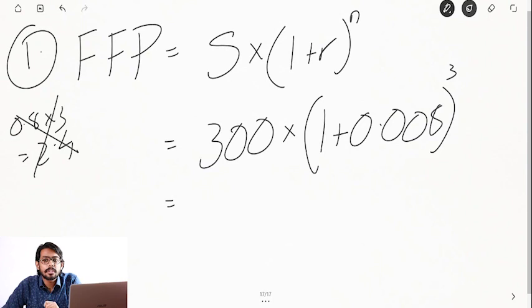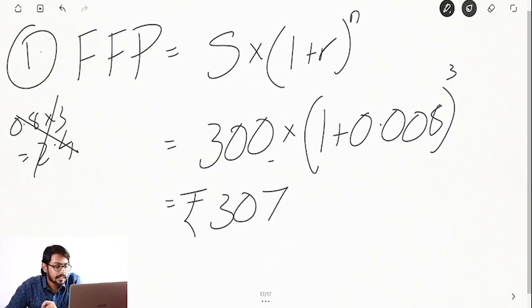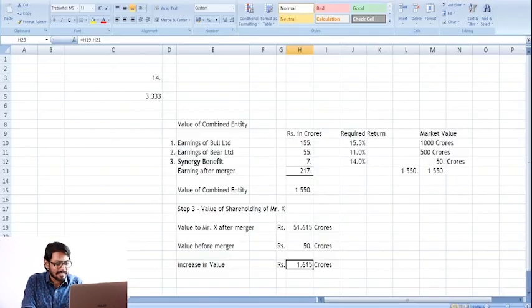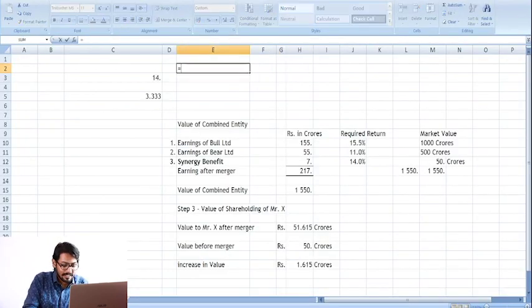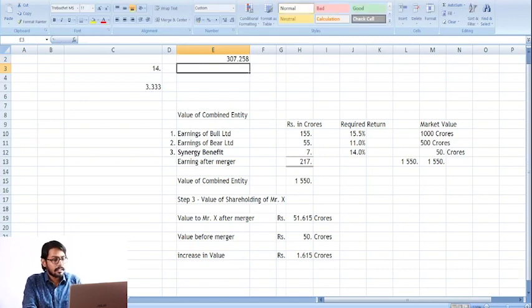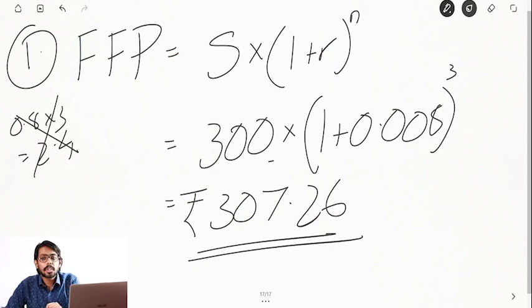300 into 1.008 raised to 3. If you have any doubts regarding that and you still don't understand from bond valuation, please call me. I think the answer is rupees 307.26. My mental math is not that good, but I have done this question so many times that I know the answer by heart. 300 into 1.008 raised to 3 is 307.258, or 307.26. It's one of my favorite questions.